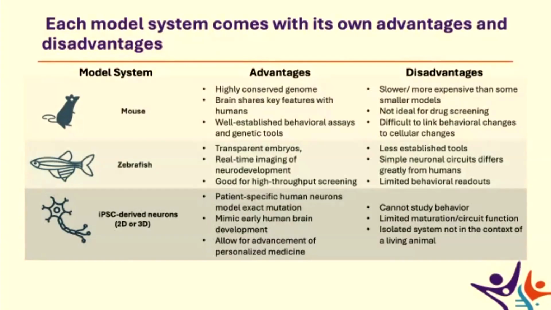And these are really advantageous because you can get patient-specific neurons to study in a dish. They are limited in their development, but they mimic early human brain development, and they can allow for things like the advancement of personalized medicines.